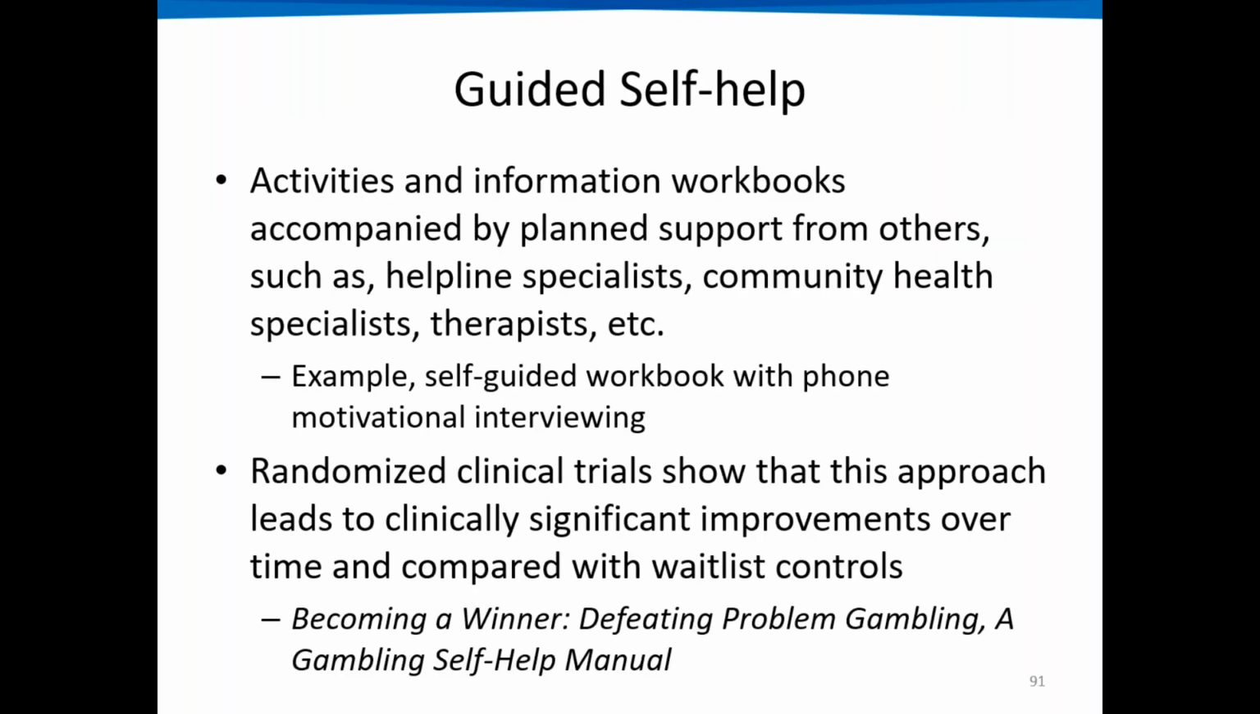Guided self-help also shows considerable promise. These types of interventions usually involve a workbook of some kind that people can complete on their own with the advice of a professional, in person or remotely. There have been a few trials of different tools for guided self-help, and they all show promise. One of the most well-studied of these options is Dr. David Hodgen's Becoming a Winner, Defeating Problem Gambling, a gambling self-help manual. Trials of this tool suggest that the addition of professional guidance further enhances the clinical benefits of the tool itself.